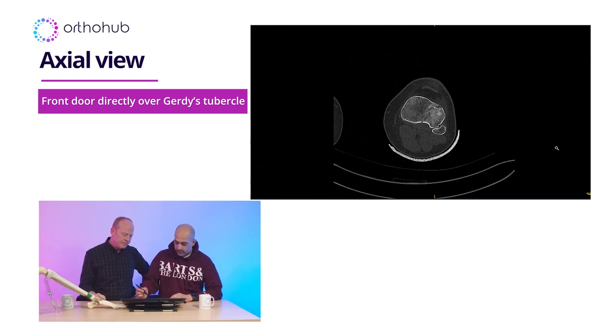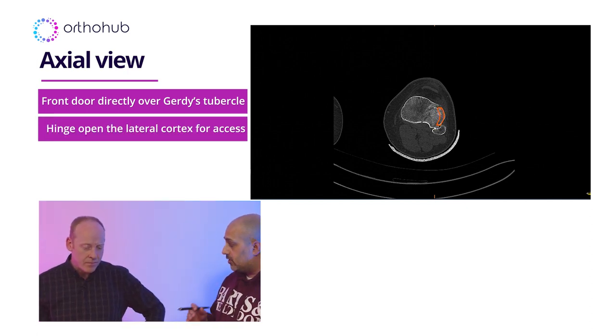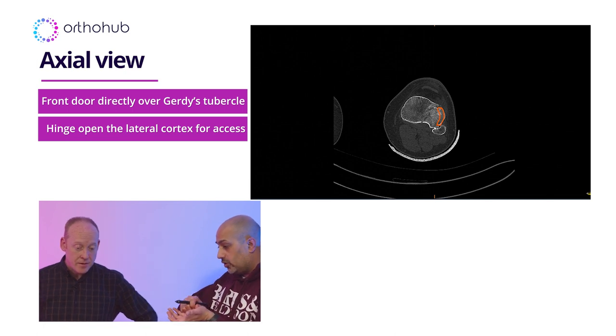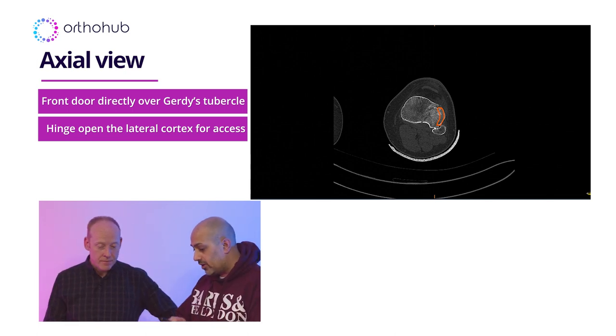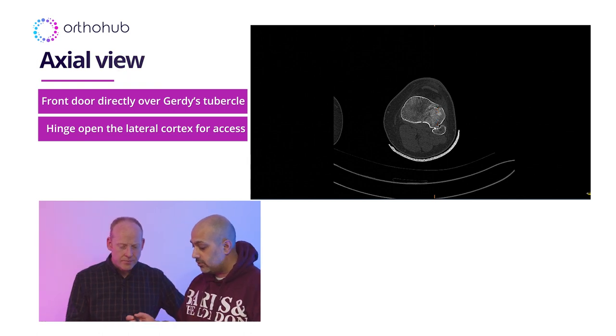And the one thing, it is possible here that there is a cortex here that looks a bit more robust that you may be able to hinge open to get access, to get an osteotome. Absolutely right. I quite like using a laminar spreader to recruit the bone and hoik the whole thing up and then fix it in place, then close the door back down.